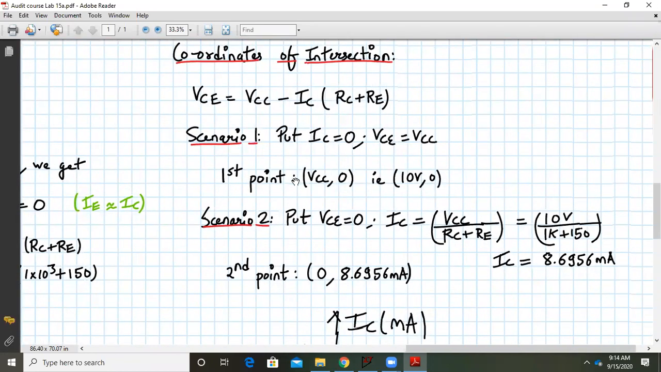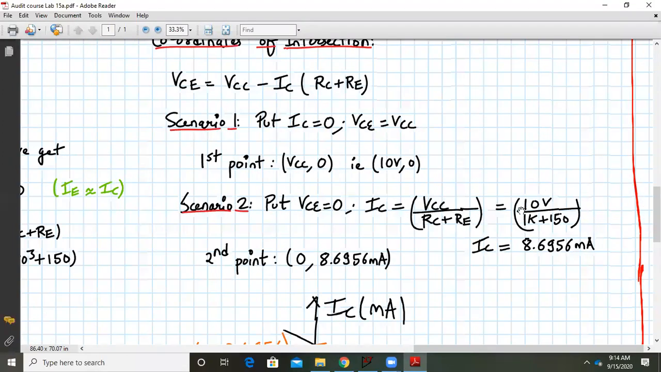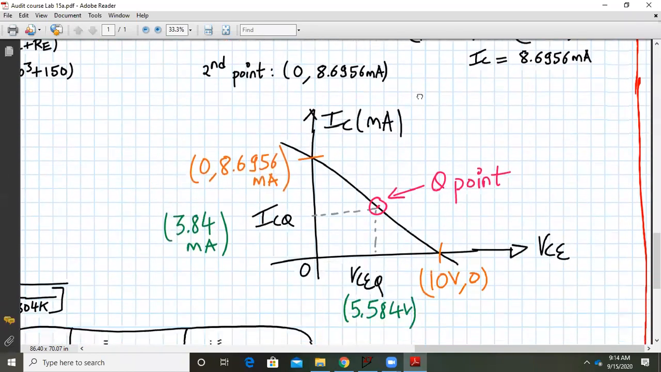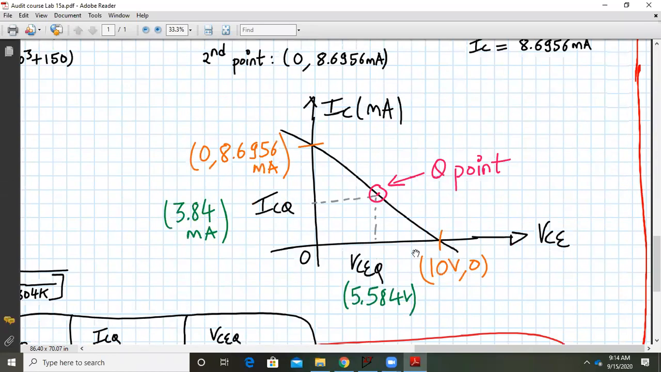And for the second point, we substitute VCE equal to 0. When you substitute VCE equal to 0, you will get IC as VCC upon RC plus RE. So you substitute the values: 10 divided by 1 kilo ohm plus 150. You'll get the value close to 8.6956 milliamperes. So the second coordinate is 0, 8.6956 milliamperes. Right now we have found the coordinates as 10, 0 and 0, 8.6956.